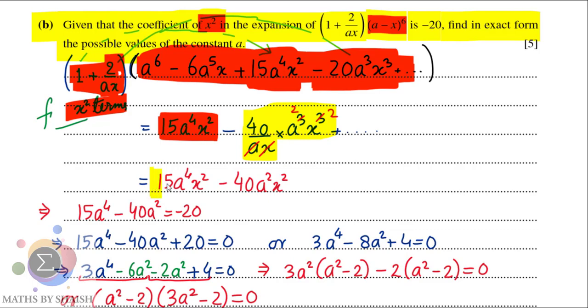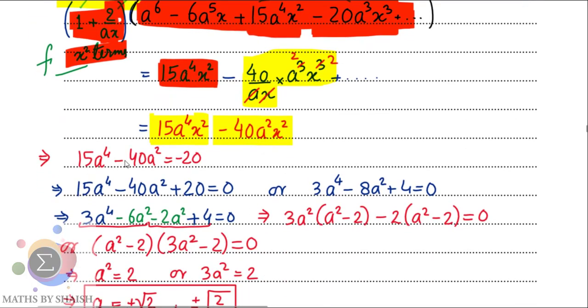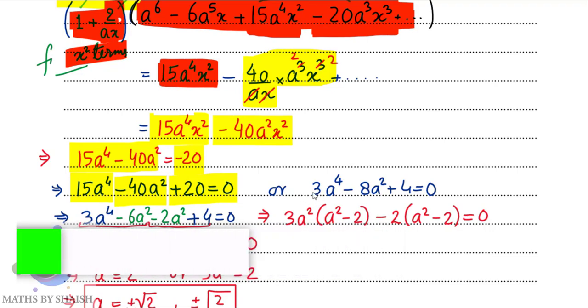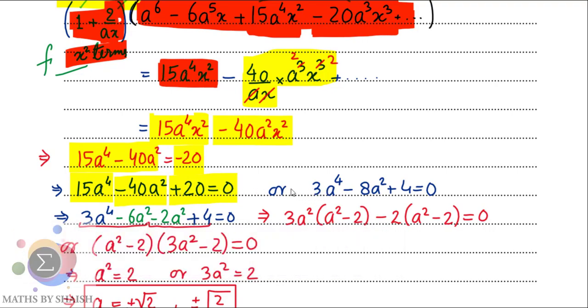So it is 15 a power 4 x square minus 40 a square x square. And so the coefficient, which is given as minus 20, from here we got this. So we got a biquadratic equation in a, that is 15 a power 4 minus 40 a square plus 20 equals 0. And we can factorize it. First of all, let's divide by 5. We got 3 a power 4 minus 8 a square plus 4 equals 0, because 8 into 5 is 40, 5 into 3 is 15, and 5 into 4 is 20.